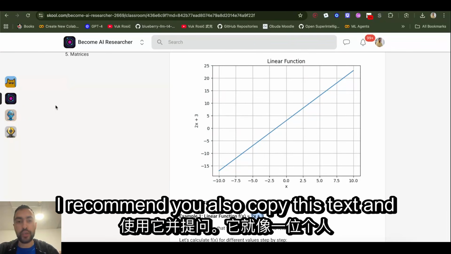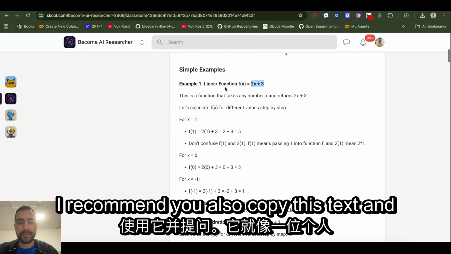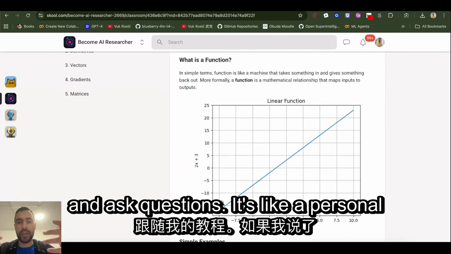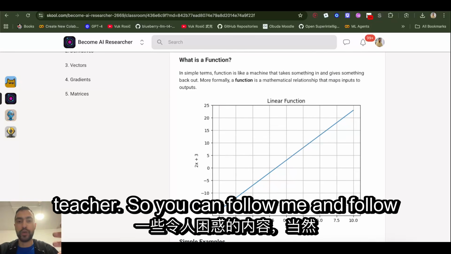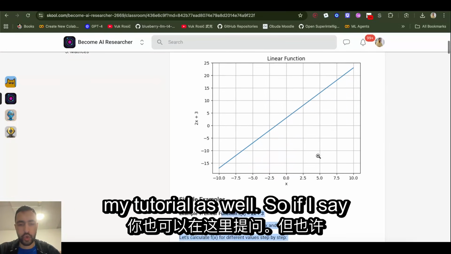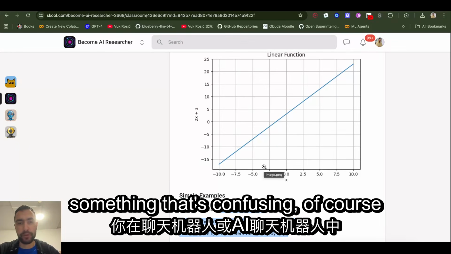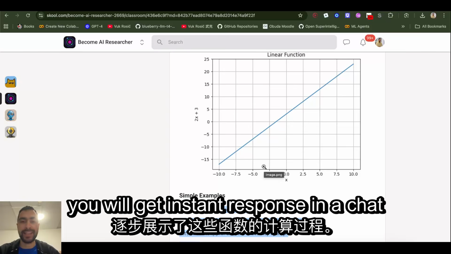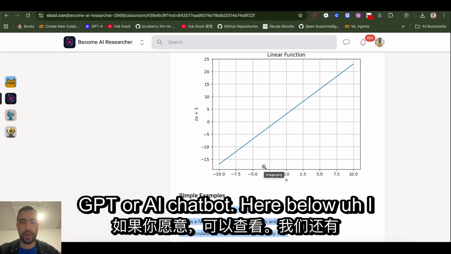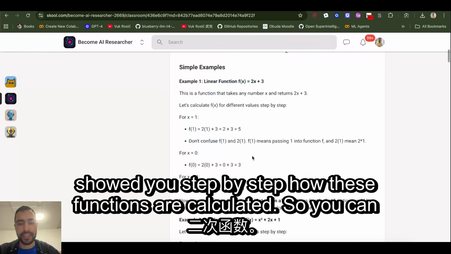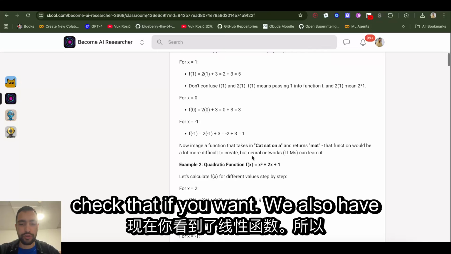I recommend you also copy this text and use it in ChatGPT or some AI chatbot and ask questions. It's like a personal teacher, so you can follow me and follow my tutorial as well. If I say something that's confusing, of course you can ask that here as well, but maybe you will get an instant response in ChatGPT or an AI chatbot. Here below, I showed you step by step how these functions are calculated, so you can check that if you want.